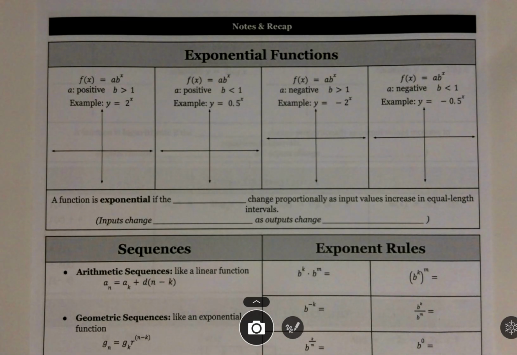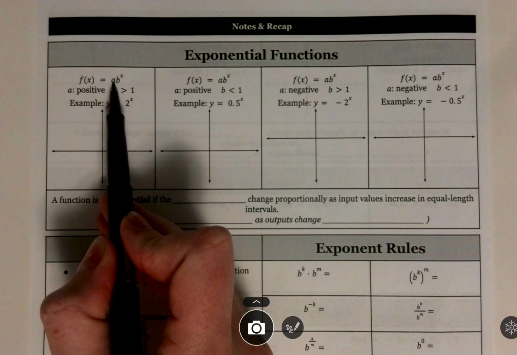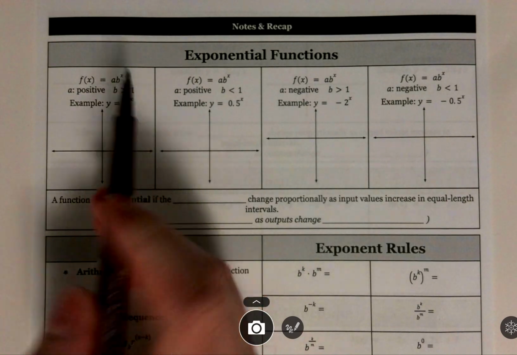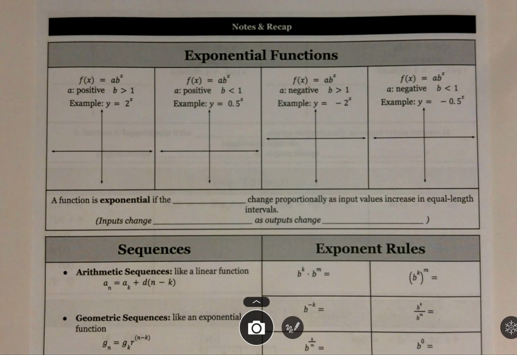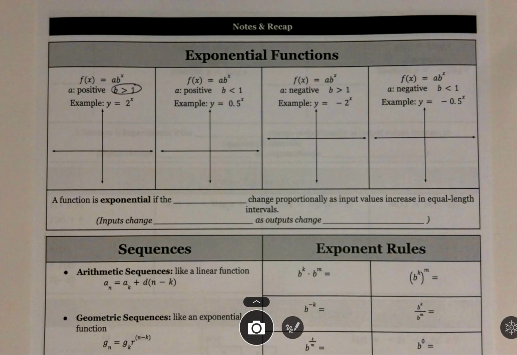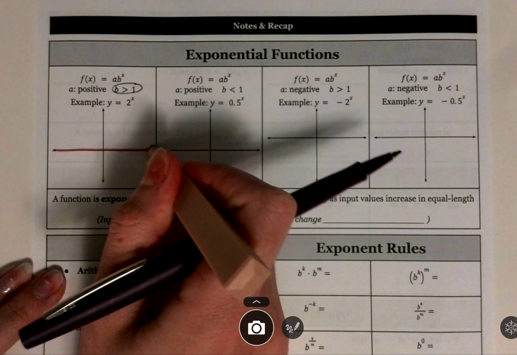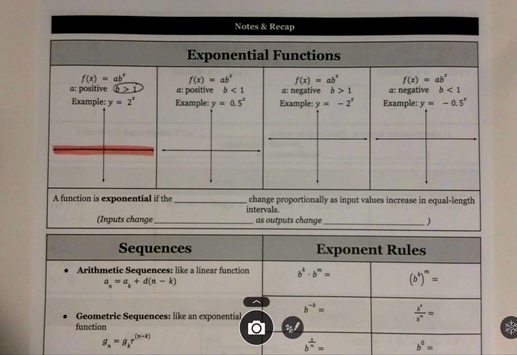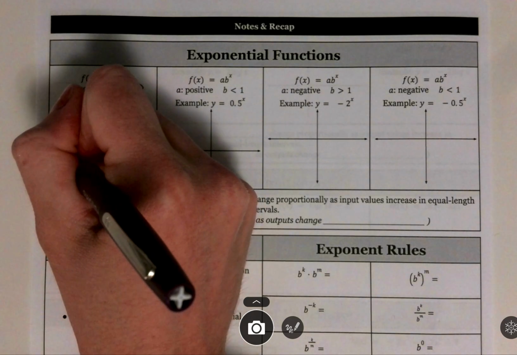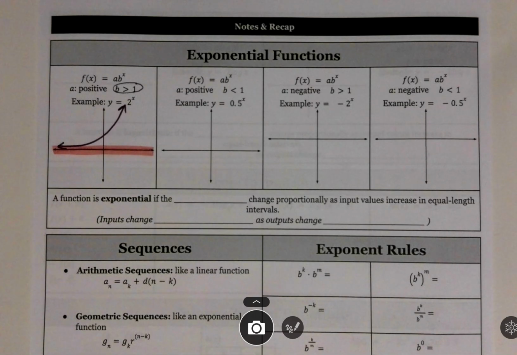So we have 4 different scenarios. Our template for exponential functions is a times b to the power of x. So b is the thing that has the exponent on it. When a is positive and b is greater than 1, this lets us know that we have exponential growth. An example I give you, this would be an asymptote. And because we're seeing growth, our graph will look something like that.